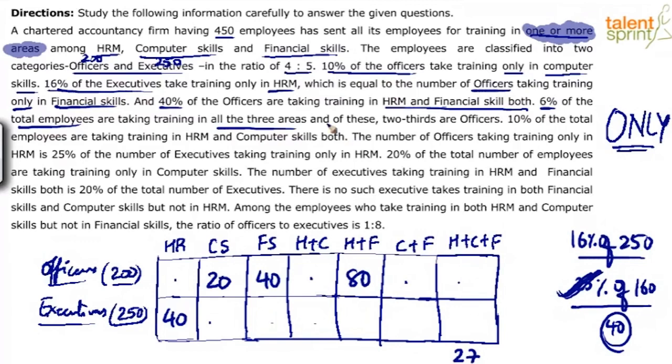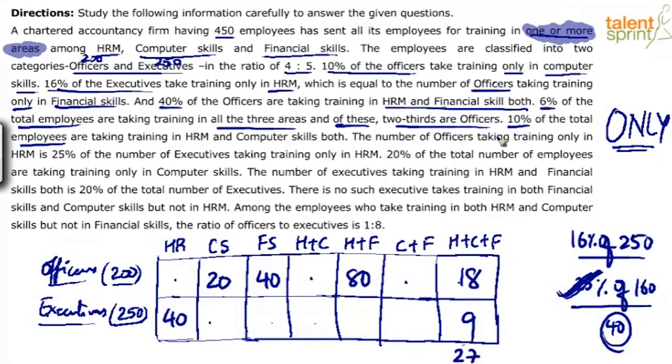But then look at the next part of it. It says 6% of the total employees are taking training in all three areas, and of these 27, 2/3 are officers. Now, what is 2/3 of 27? 2/3 of 27 is 18. 18 are officers. If 18 are officers, obviously the remaining 9 are executives, because 18 plus 9, 27 has to be balanced.